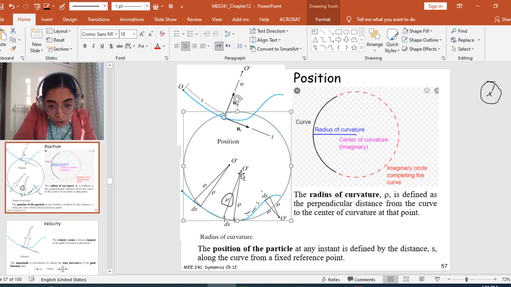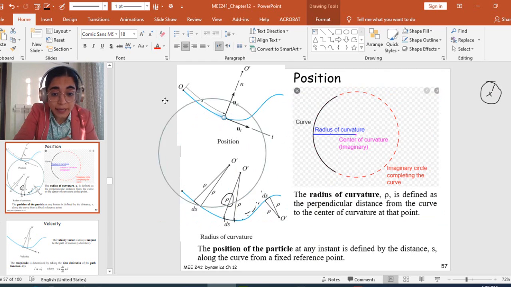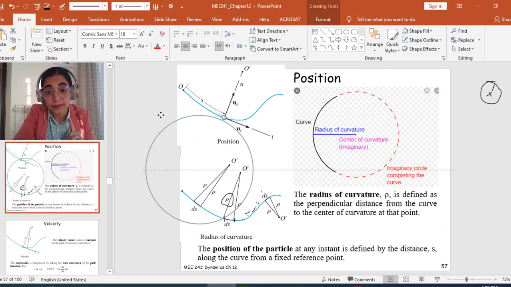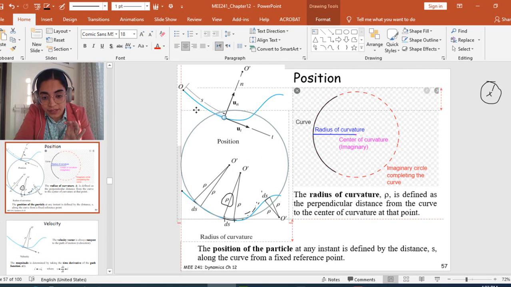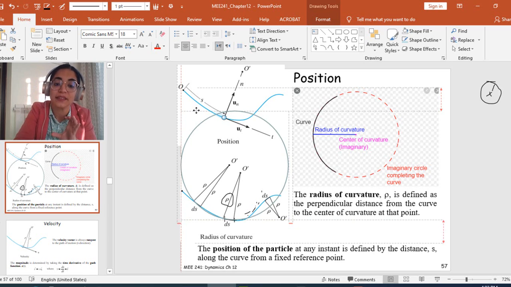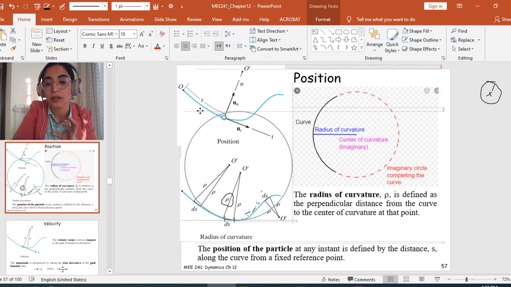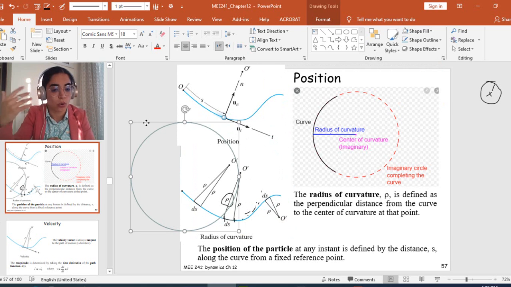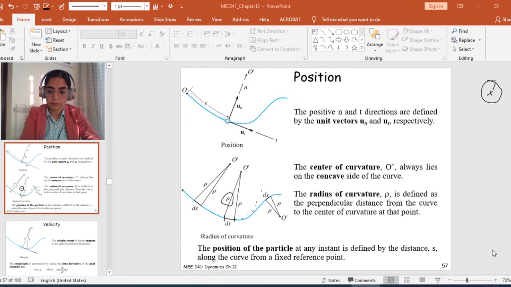If I take the origin of the circle, O prime, and draw the radius of the circle, this will be the radius of curvature rho. And don't forget, this is an imaginary circle, but it fits this arc, or this arc belongs to the circle. That's why I can say that the radius of the circle is the radius of curvature of this arc or of this curve.